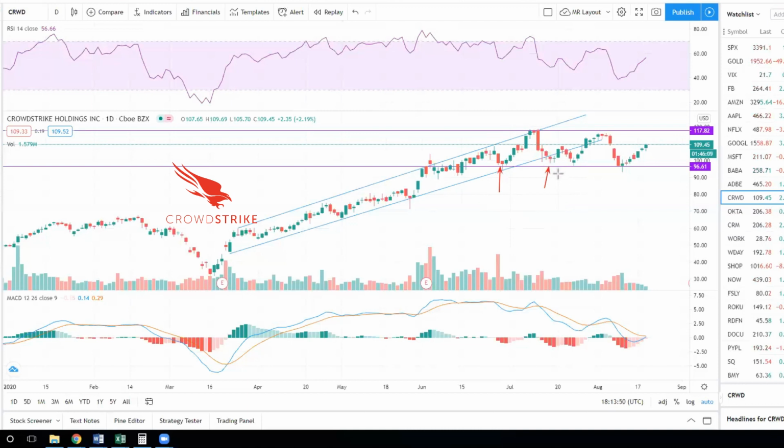That was in mid-July, and then again we're going to test it for a third or fourth time, depending on if you count these early ones, in late July as well. So that gave me an indication that, hey, right around that 96.50 range is a solid support level for CrowdStrike.